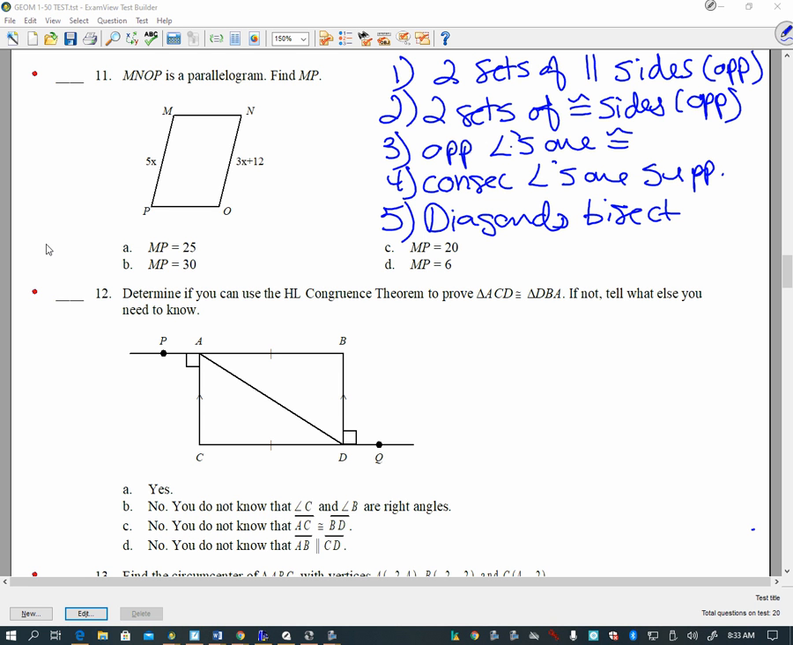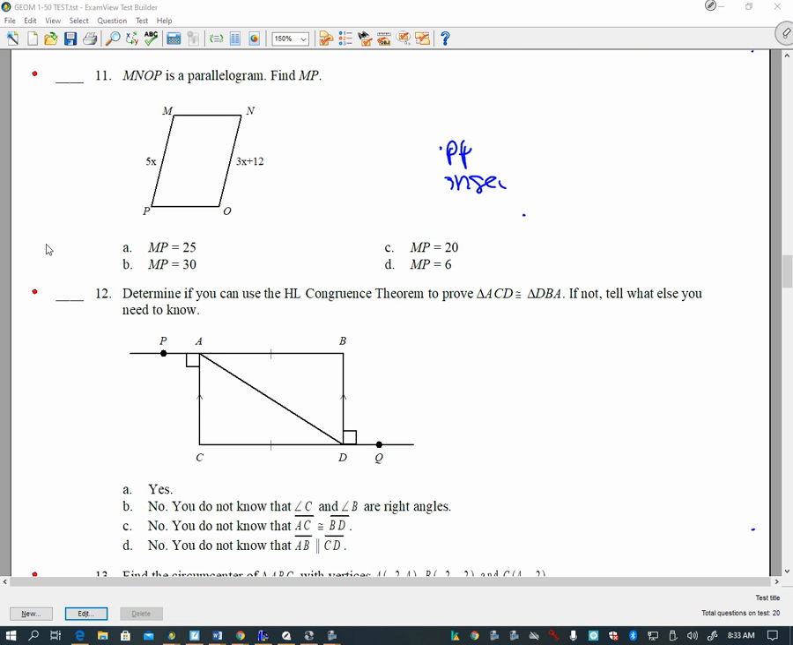What did you say? The second one, two sets of congruent sides, which are opposites. So yes, that's absolutely right. I'm going to erase these 5 rules. So I'm going to do what? Jordan?